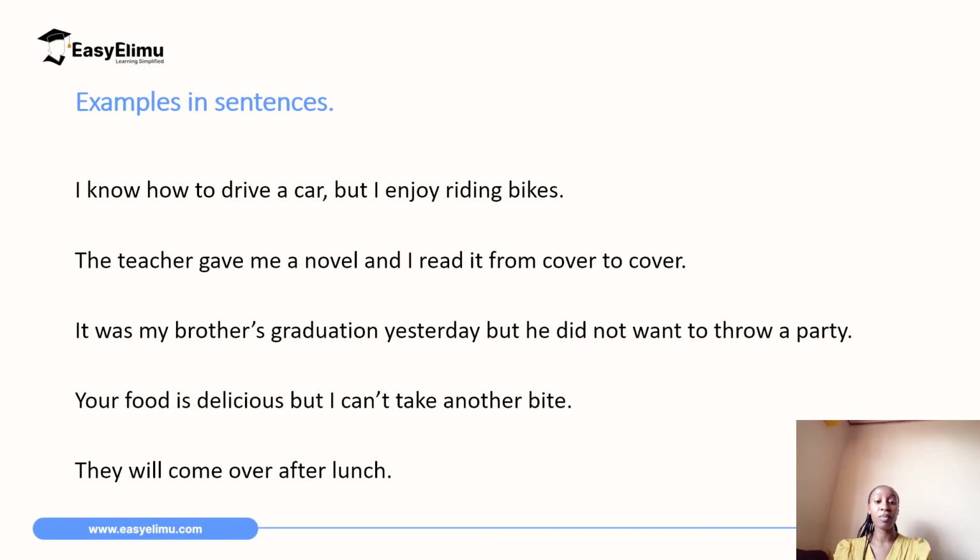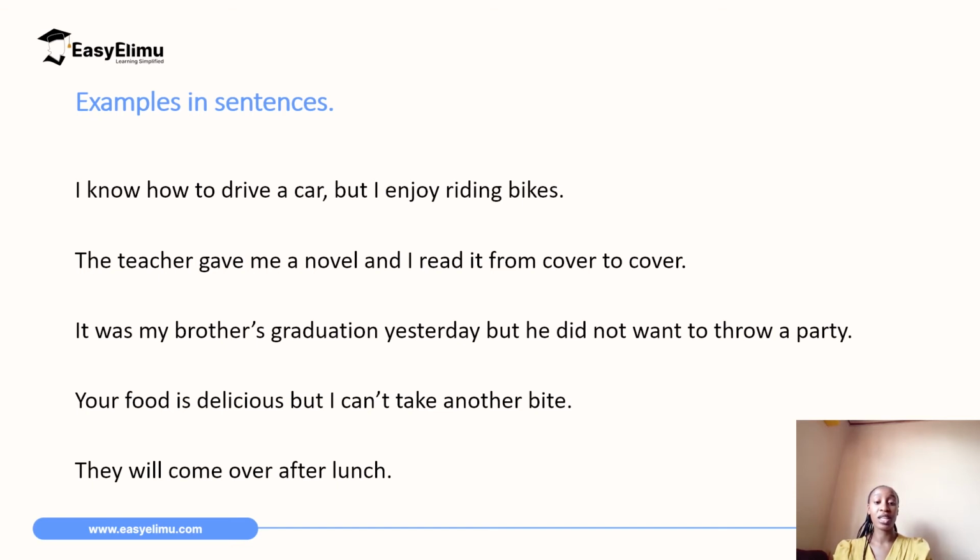It was my brother's graduation yesterday, but he did not want to throw a party. So we go and look for the subordinating conjunction. In this sentence, it is but. So, but he did not want to throw a party is the subordinate clause.